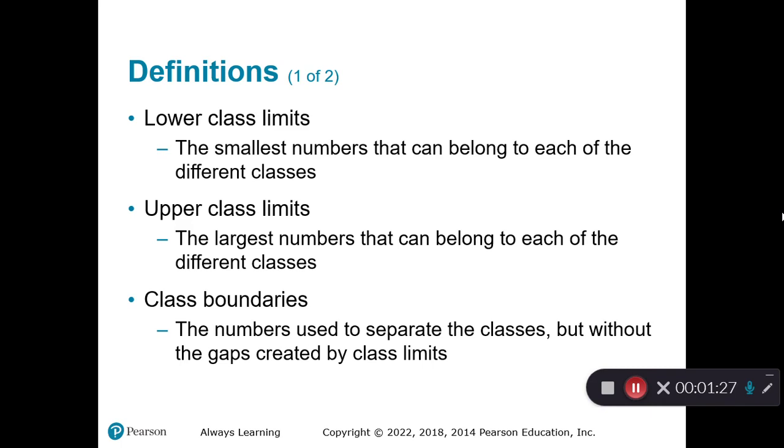Class boundaries are values that fall in between classes, and they are used to make sure that if we have any values that fall in between classes, we know exactly which of the two surrounding classes to put that value into. So it's a way to make sure that any value knows exactly where it belongs without there being any type of vagueness in the process.